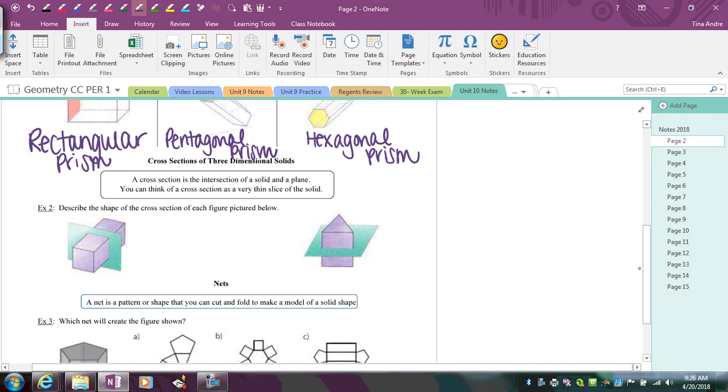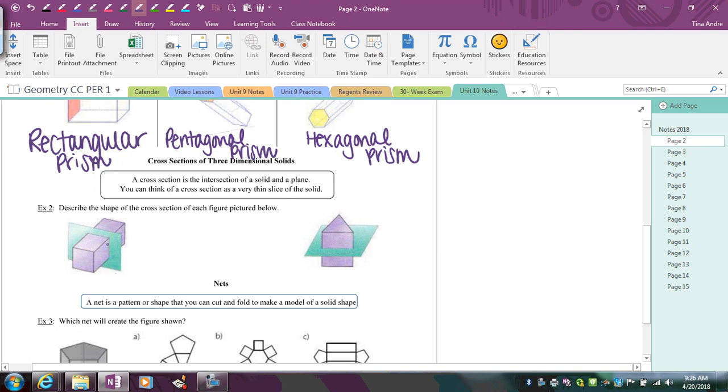So this kind of goes with our vocab because what's going to happen is you're going to see some three-dimensional shape, and if you talk about a cross section, what you really have to imagine is taking this three-dimensional figure, so in this case this rectangular prism, and slicing it. So doing a straight slice right through it.